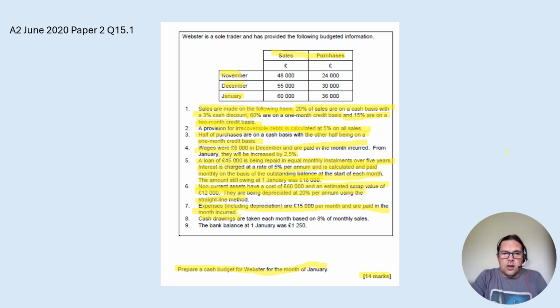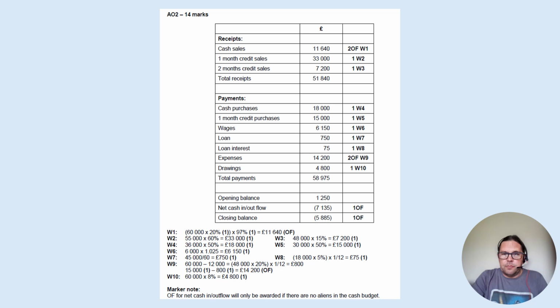But obviously, we've got to remember the monthly part as well. Cash drawings are taken each month based on 8% of monthly sales, which is a simple calculation there. And here's our opening balance of £1,250. Okay, so we've talked through a little bit around what we do with the question. Let's have a look at what the answer looks like. If you want to give the question a go and then pause, please do, and then we'll have a look. So this is what it should look like.